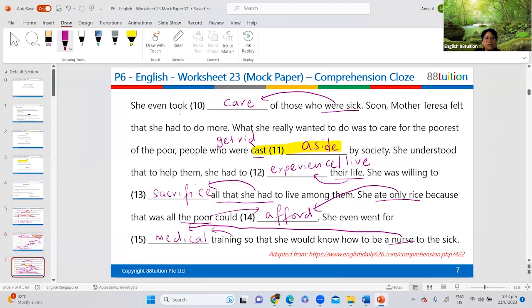Okay. Next, she even took care of those who were sick, right? I think this one is a given. This one is a collocation. Mother Teresa felt that she had to do more. What she really wanted to do was to care for the poorest of the poor, people who were cast aside. Cast aside means they're ignored by society, or rather, society does not want them there. So cast aside. Just remember that.